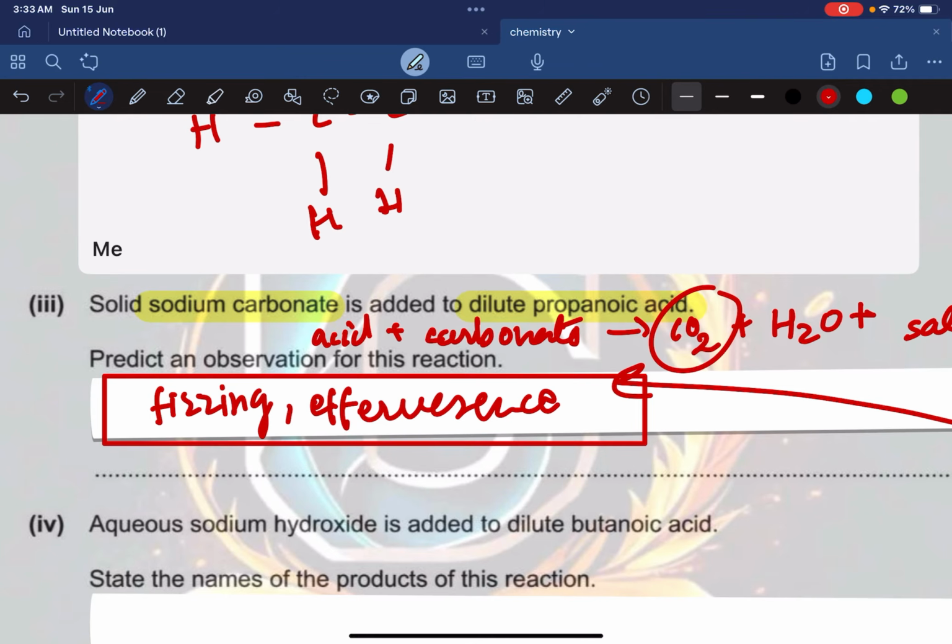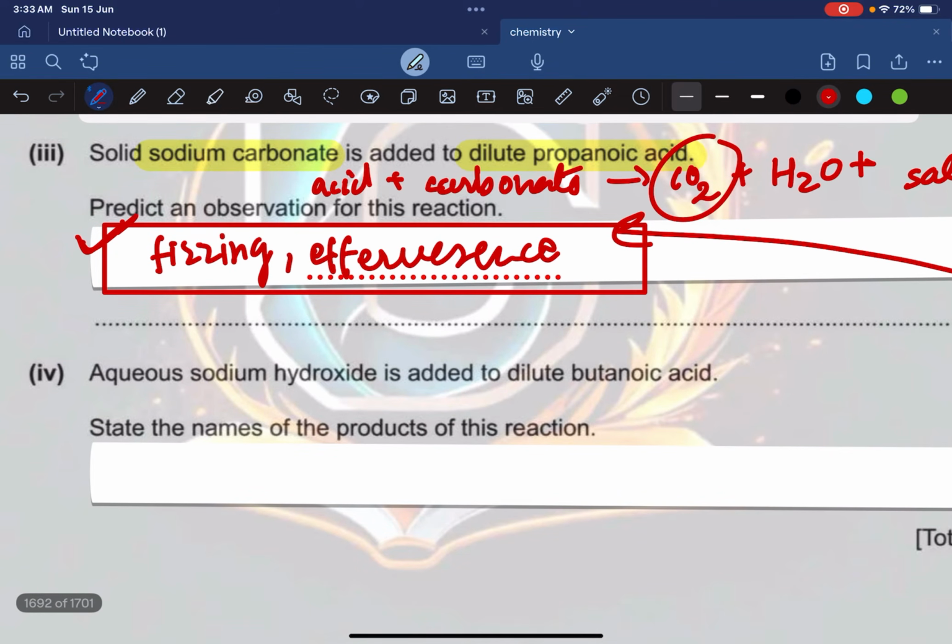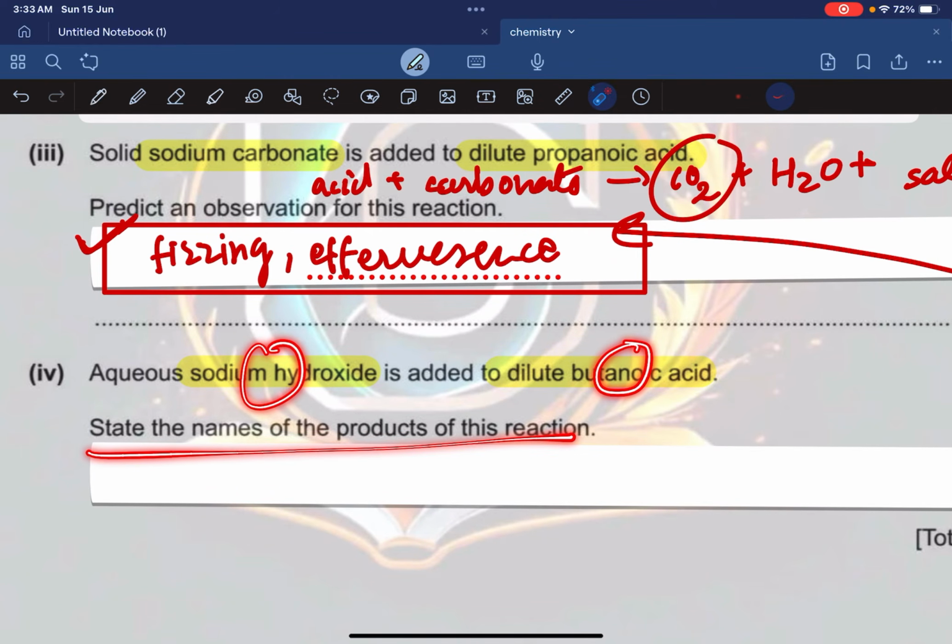But you could also write that it's going to decrease in mass, or it's going to reduce, or it's going to disappear. But this is the best one because that's 100% confirmed. Okay. Aqueous sodium hydroxide is added to dilute butanoic acid. What's basically happening? We are adding an alkali to an acid. State the name of the products of this reaction.